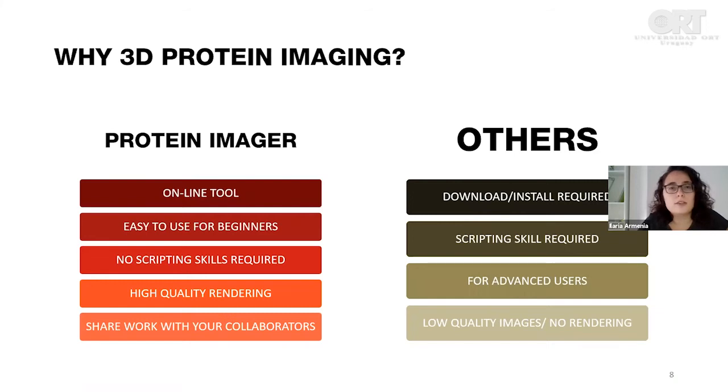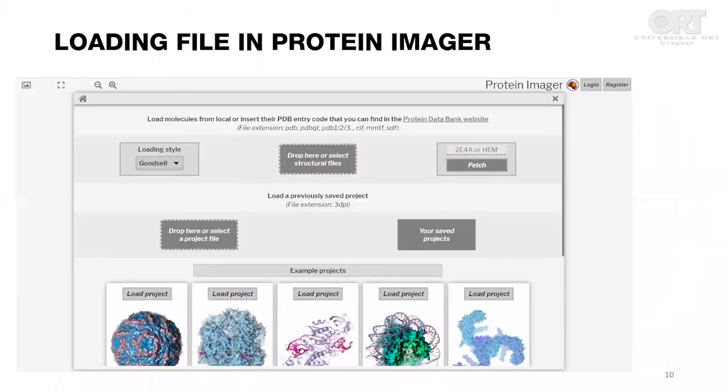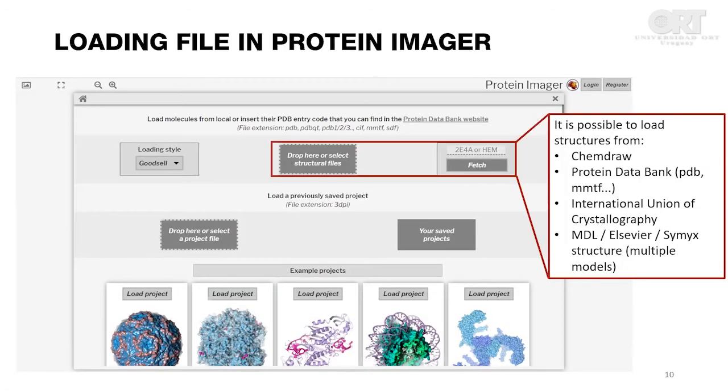So how does it work? You load your protein, you change whatever you want, so representation, color, and orientation, and in a few minutes you will have a final high quality rendering, so a final high quality image. This is the interface of the protein imager. So you will see this screen.